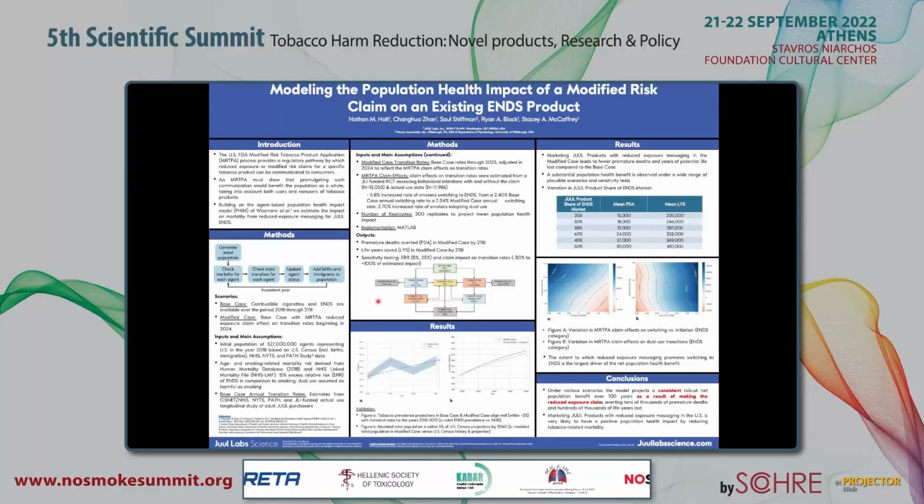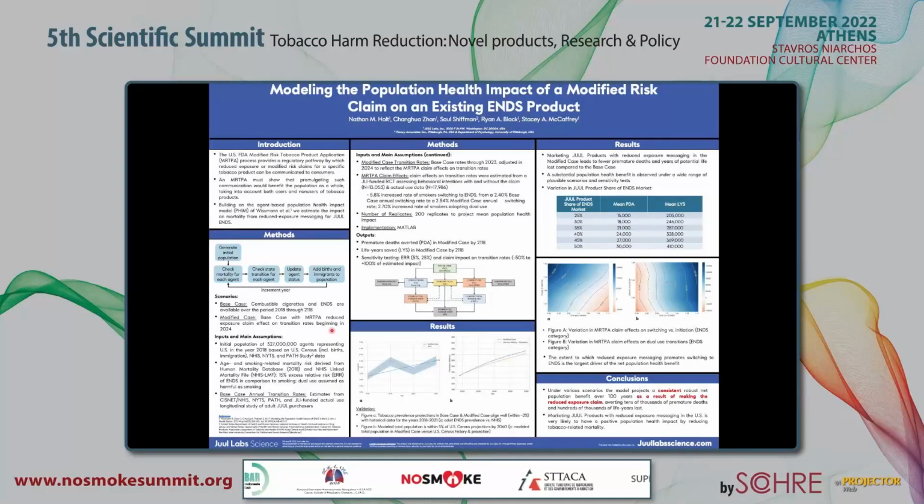Base case transition rates were estimated using NHIS-CISNET, the PATH study, and a Juul Labs-funded longitudinal study of actual use behavior in adult Juul purchasers. The agent mortality model was developed using the Human Mortality Database and the NHIS linked mortality file. The excess relative risk, or ERR, of ENDS was set at 15%.